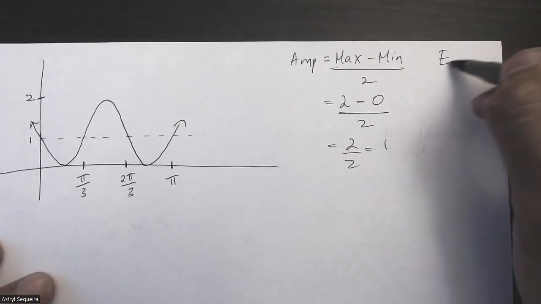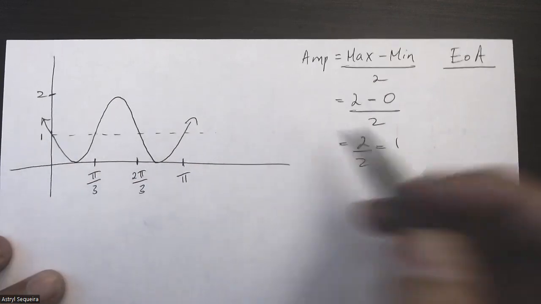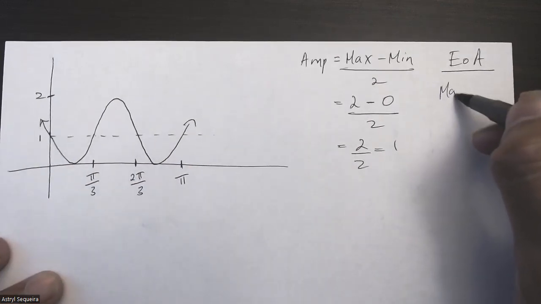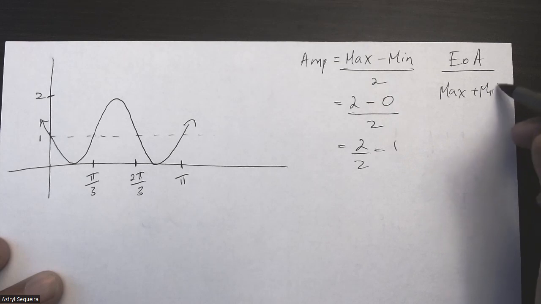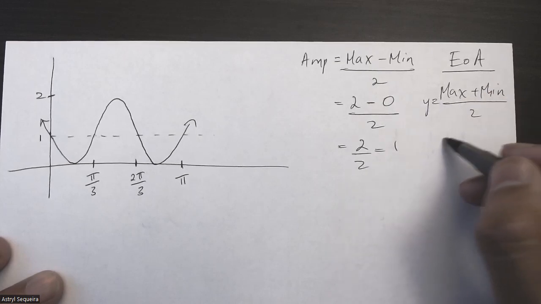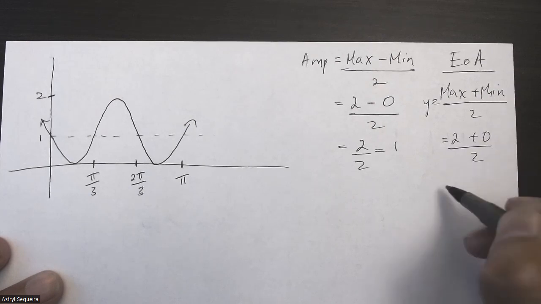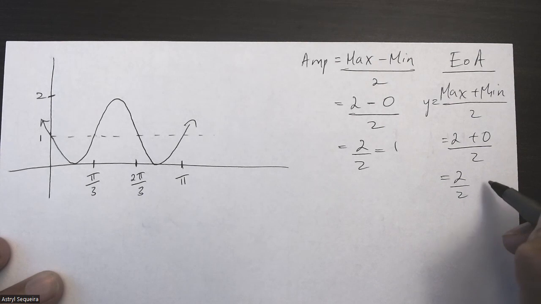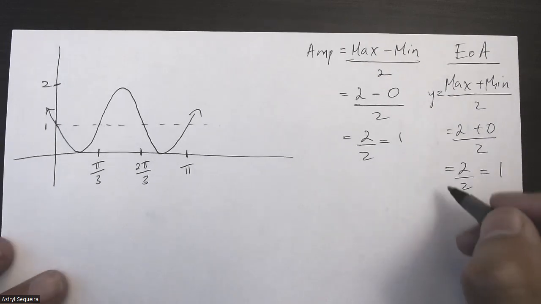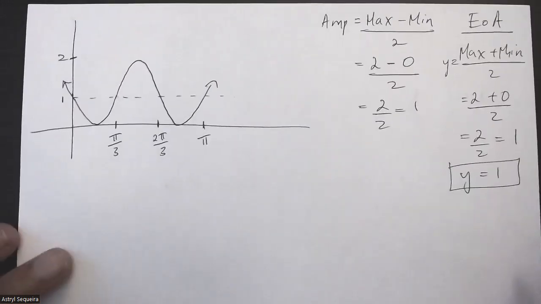My equation of axis, which is the center line of this graph, you can tell it's 1 over here, but if you want the formula, it's max plus min divided by 2. That's going to be 2 plus 0 divided by 2, which is also 2 over 2, which is 1. So y equals 1 is my equation of axis.